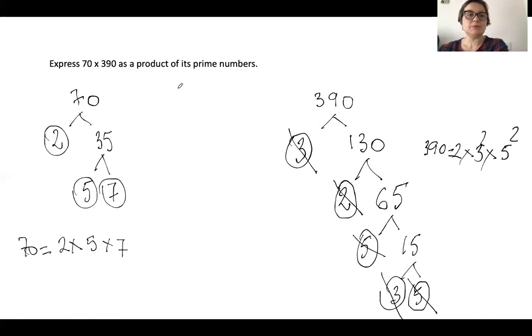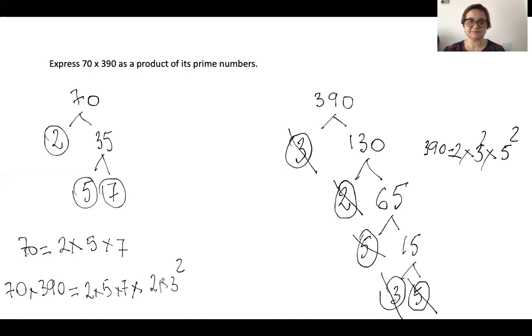Right. Now, the multiplication of the two is going to be a multiplication of all the primes. So this is what I have. I'm going to rewrite 70 times 390 equals, I'm going to rewrite this one as it is. So 2 times 5 times 7, right? Times, next one is going to be 2 times 3 to the power of 2 times 5 to the power of 2.